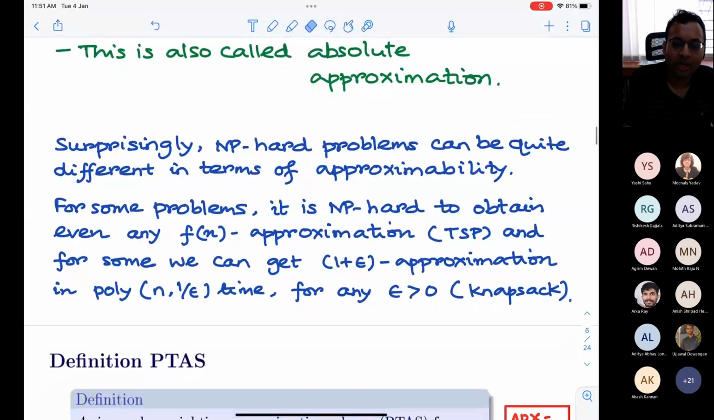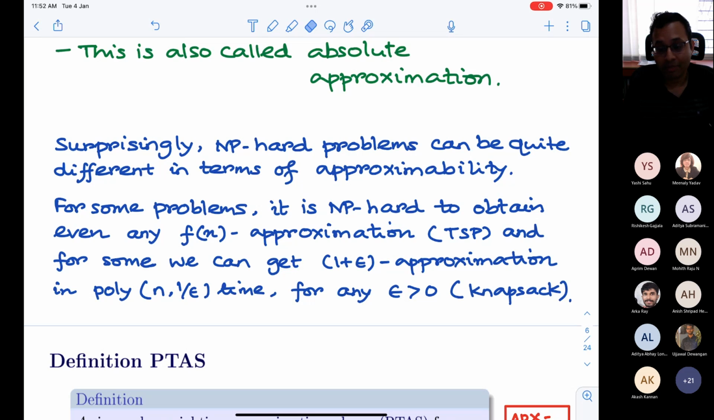And as I mentioned, the different NP-complete problems are kind of equivalent in terms of hardness. For decision problems, if you solve one of them, you can solve all the other problems in the NP-complete class. But the optimization versions of these problems can be quite different in terms of approximability. For some problems, we will not be able to get even, let's say, an n to the power 1000 approximation, like in the traveling salesman problem that we'll study next.